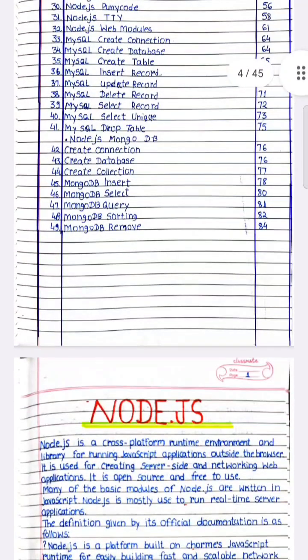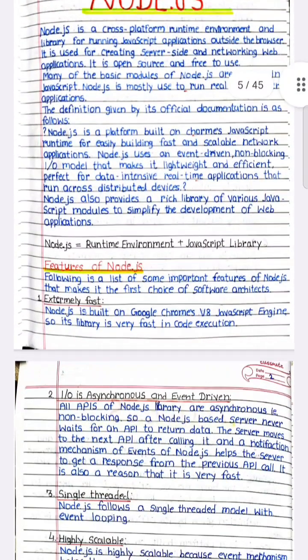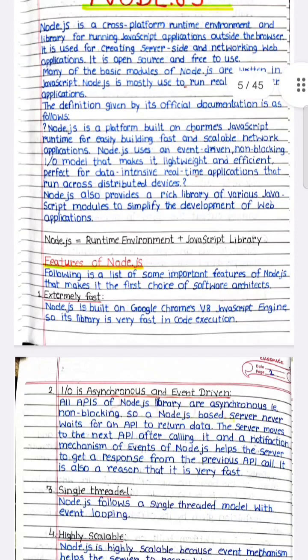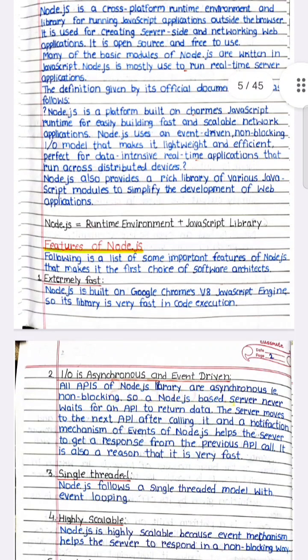So let's start with the first, what is Node.js. Node.js is a cross-platform runtime environment and library for running JavaScript applications outside the browser. It is used for creating server-side as well as client-side networking web applications. It is open source and free to use, and many basic modules in Node.js are written in JavaScript. Node.js is mostly used to run real-time server applications. So I think you understood what Node.js is.